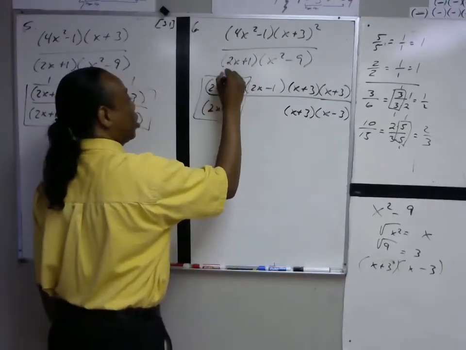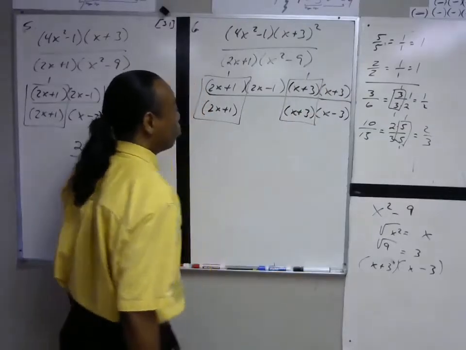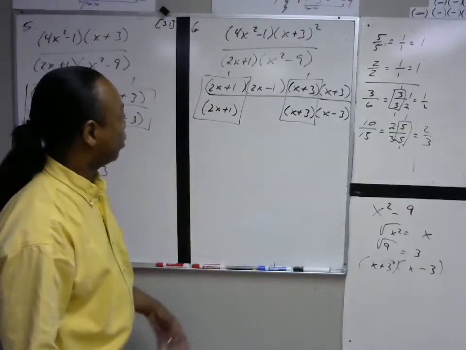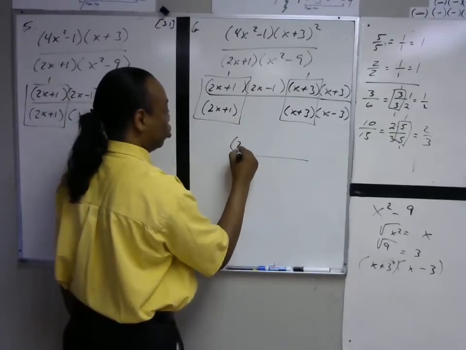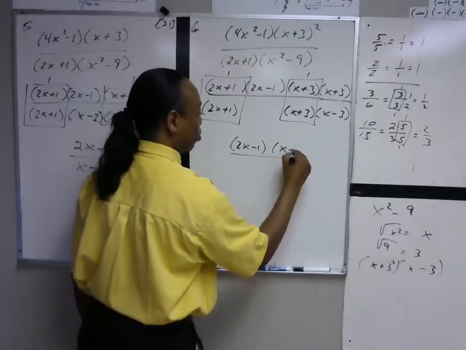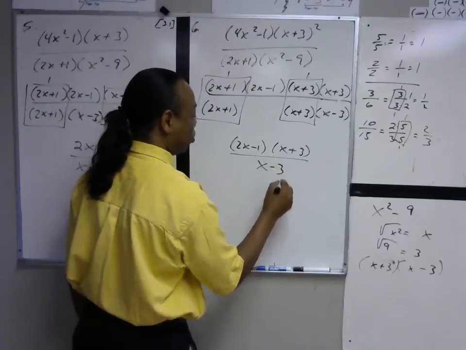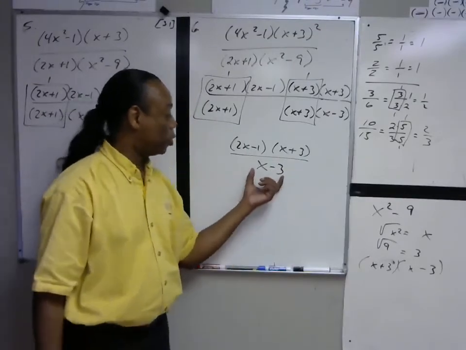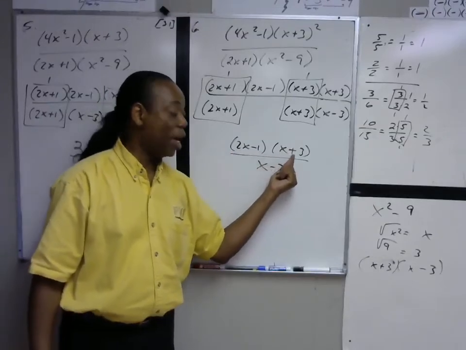These two become 1. These two become 1. And that's about it. That's about as much as we can simplify. So we're left with our 2x minus 1 and an x plus 3. And in the denominator, we're left with an x minus 3. And notice we don't need the parentheses for the x minus 3, but we do need the parentheses for the 2x minus 1 and the x plus 3.